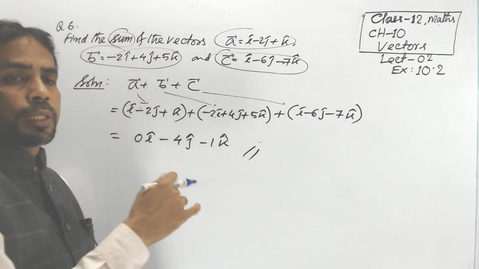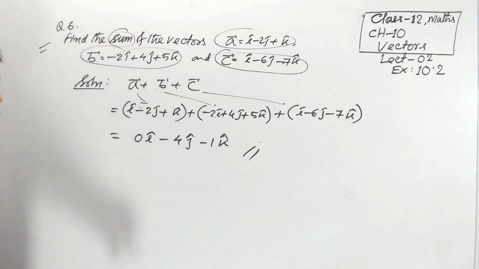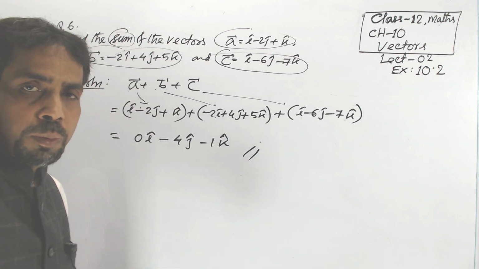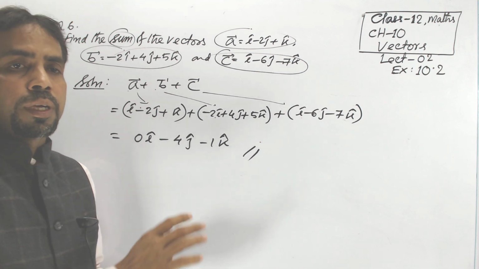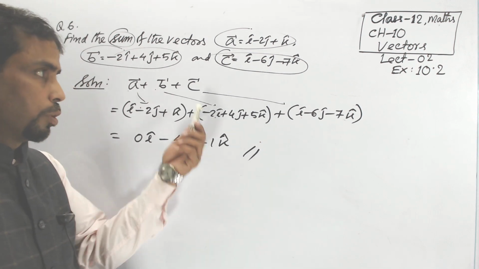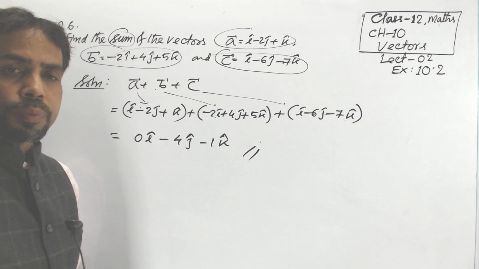So this is how we add or subtract the vectors. Corresponding components we have to add, i with i, j with j, and k with k. So this is how we add the vectors. So this is the complete solution for this question.